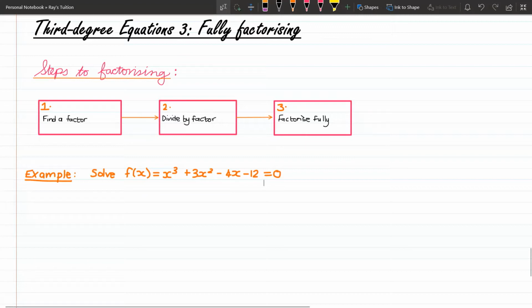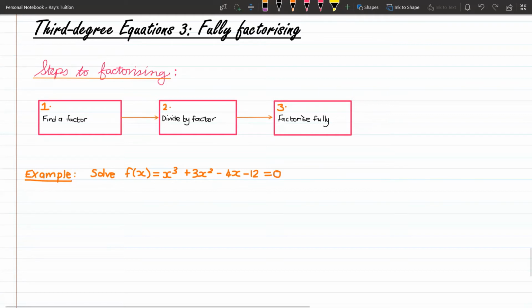The second step is also from a video that we've covered before, and that is to divide by the factor. In the video on dividing by the factor, we used synthetic division. If you are not comfortable with synthetic division, long division of polynomials is also fine, and you are more than welcome to use that. If you would like more information on the second step, please watch the video on synthetic division.